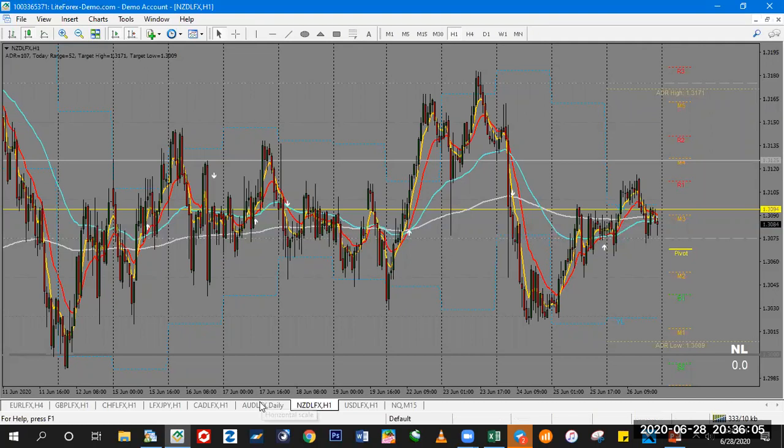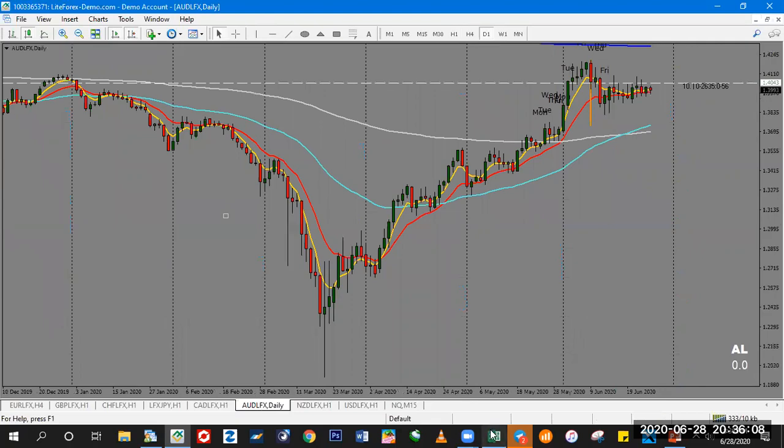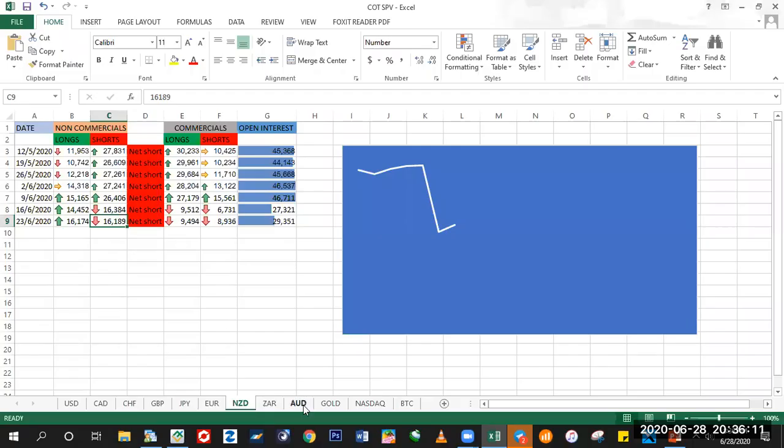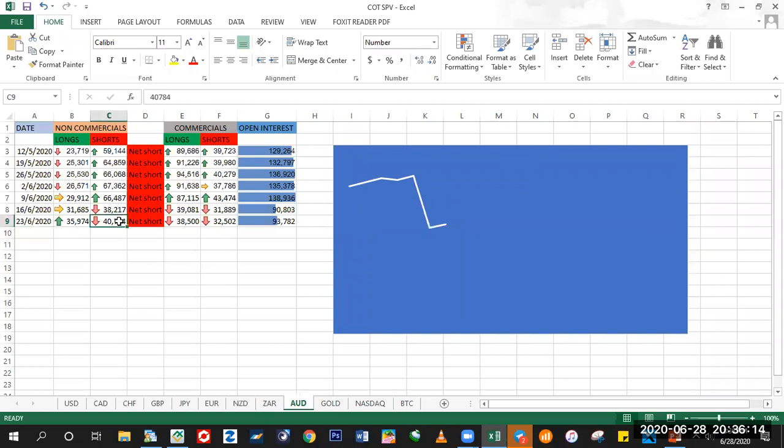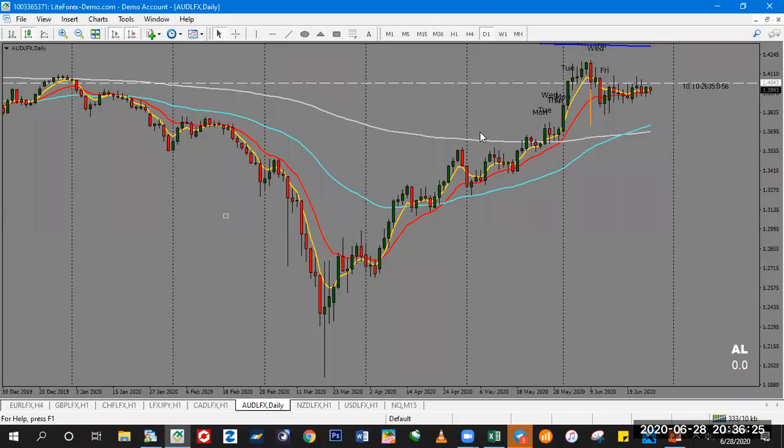So the Audi pairs actually had orders from the COT. Actually had an increase on the, see here the net short is clear. Although the liquidity is not back. So for the Audi, we are on the third level on the daily. And we have the 800 EMA here, which gives us difficulty. So if at all they break this, then our target should be this point and then a fall.